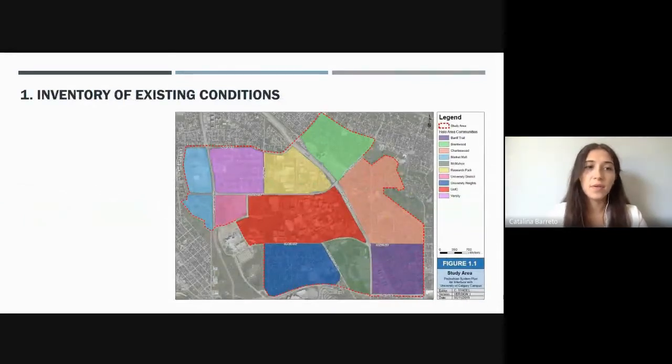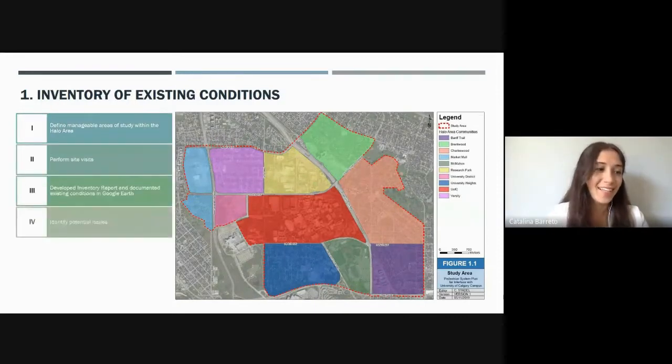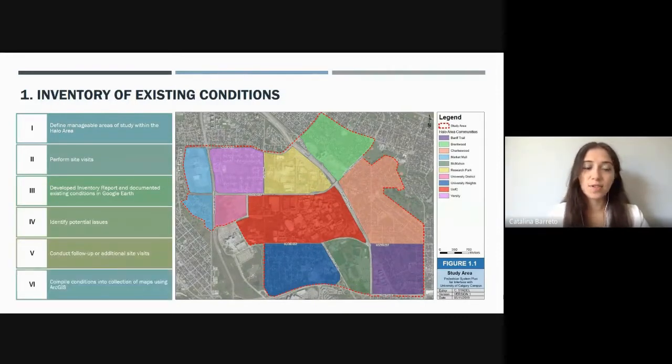The first step in our project was to establish a boundary for our area of study, which will be referred to as the halo area. It's outlined in red on this map here, and we broke it up into smaller communities, which are the communities surrounding the U of C, just to make it more manageable for study and divided amongst the team.